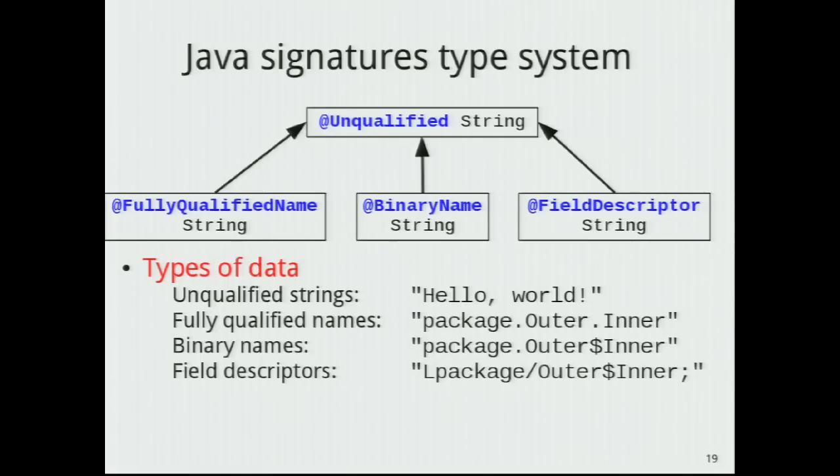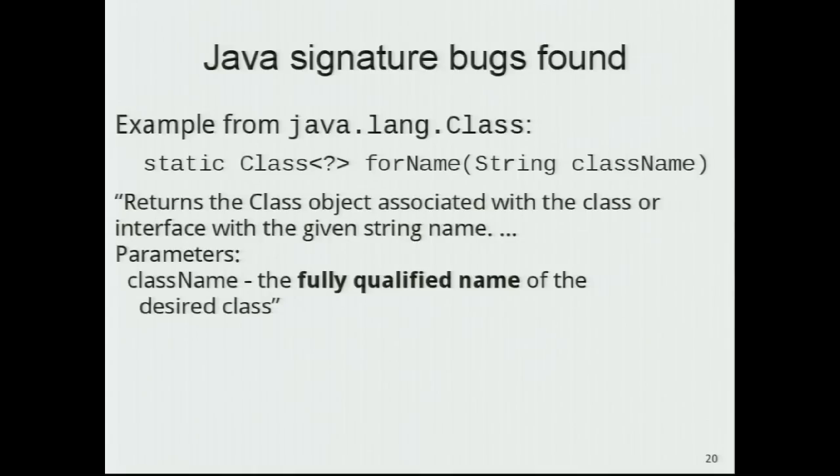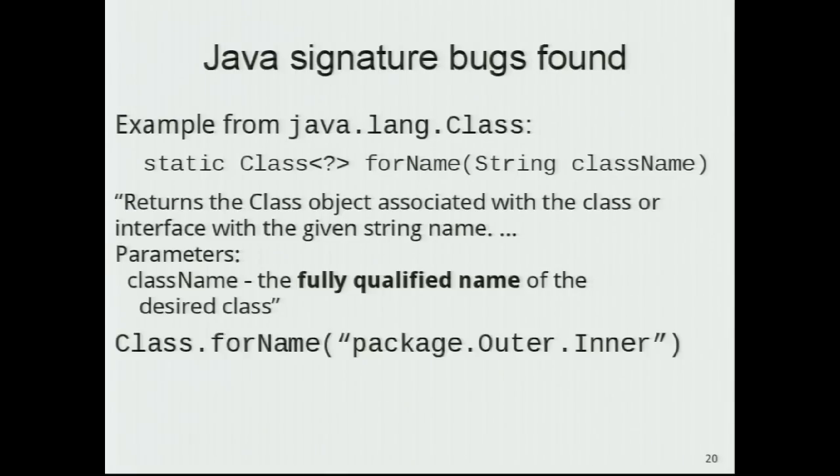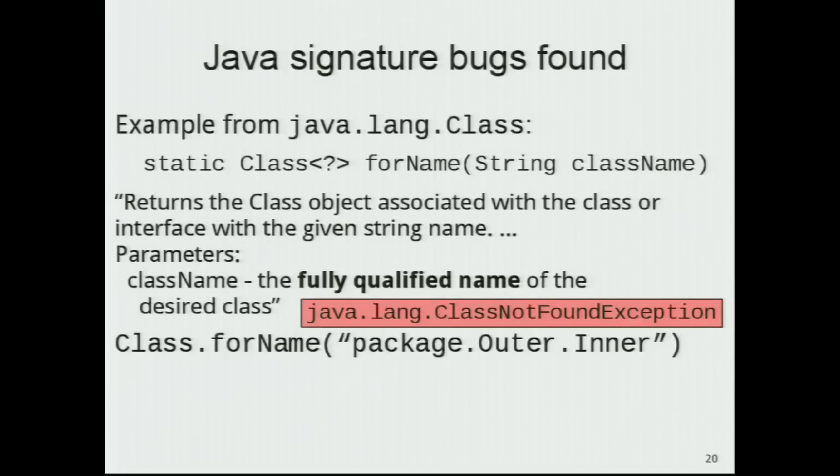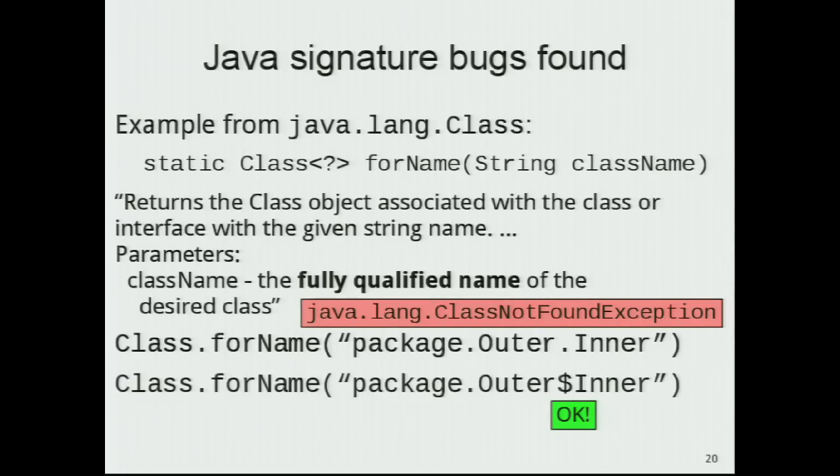So here's an example of some of the bugs that we found. In the JDK, there's a class named Class, java.lang.Class, and it has a method forName. And if you read the Javadoc, it takes as an argument a string, and the Javadoc says that string is the fully qualified name of the desired class. So let's pass it a fully qualified name. You get a ClassNotFoundException. Because actually, it shouldn't be a fully qualified name. That's an error in the documentation. It has to be a binary name.